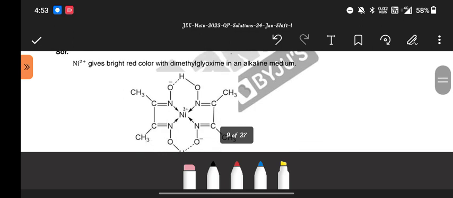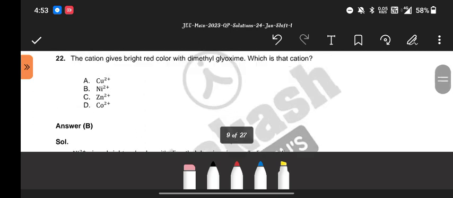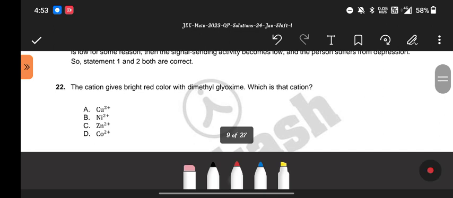Ni2+ gives bright red color with dimethyl glyoxime in an alkaline medium. Here you can see its structure. So the correct answer is Ni2+.